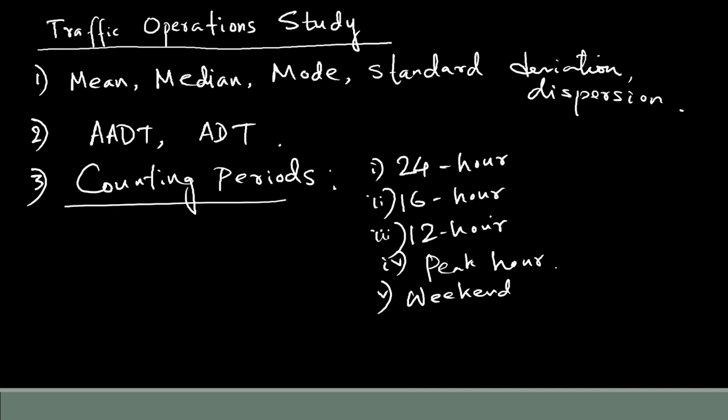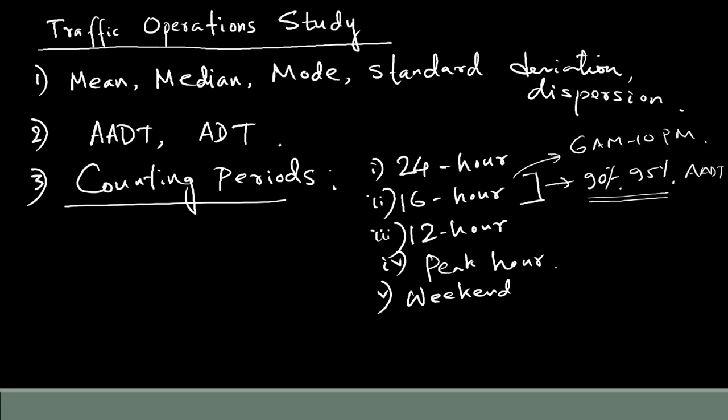One more thing that is important: in 16 hours you will cover 90 to 95% of the traffic. If you do a 16-hour traffic count, 90 to 95% of the AADT volume will be covered. This is also important. And the timing is very important, which you can remember: 6 a.m. to 10 p.m. Okay, let's move to the next one.